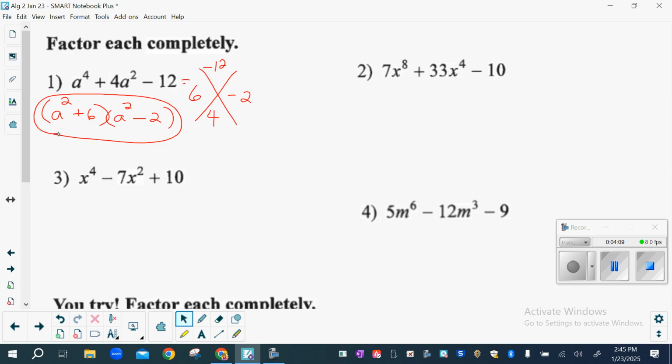Okay, and number 7. We have the same form, right? This x to the 4th is half of x to the 8th. We've got a trinomial. We're going to make an x. What's going to go on the top and what's going to go on the bottom here? Yes, Will? Yeah, -70 and 33. Good. So we'll remember to multiply the 7 times the -10 to get that top number, and then 33 here. So what numbers multiply to -70 that add to 33? 35.